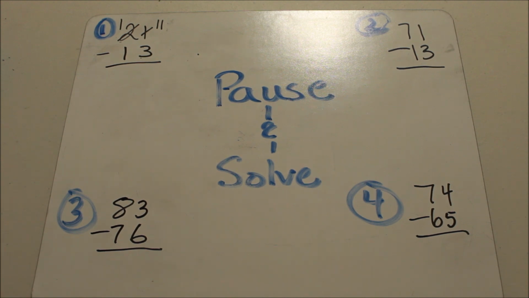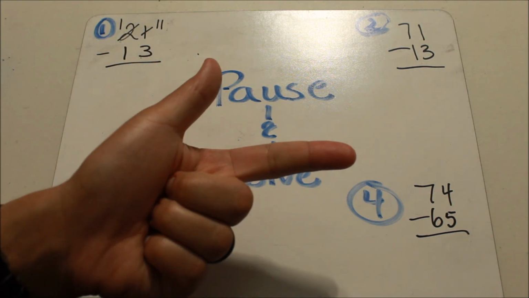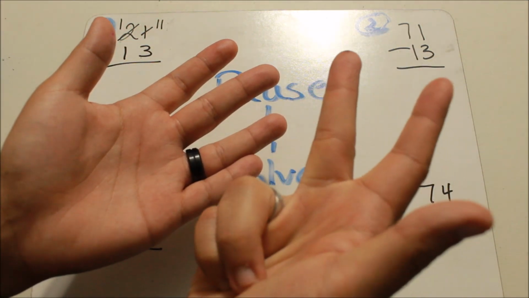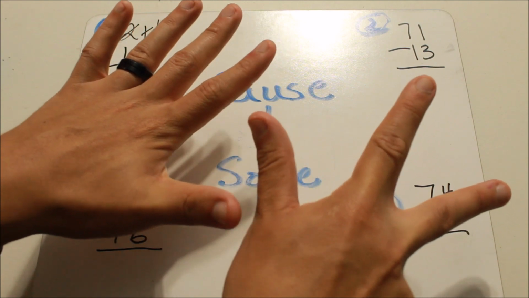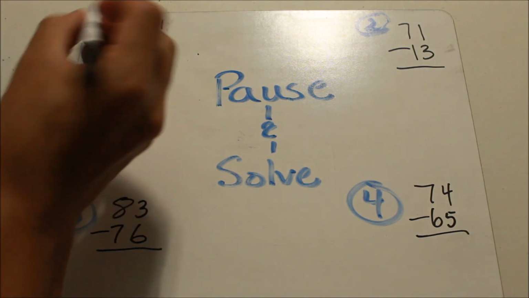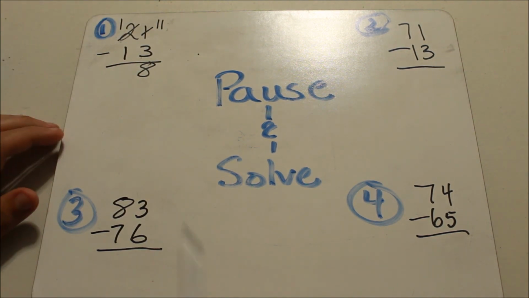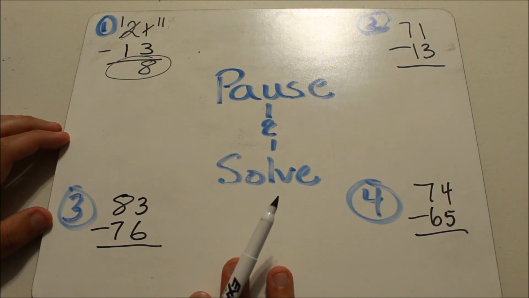Well, I can use common facts. If I know 10 minus 3 is 7, then I can go up 1 and that gives me 8. Or I can count from 3 and count all the way up to 11 and see what number I land on. I can go 3, 4, 5, 6, 7, 8, 9, 10, 11. And as you can see, I have 8. And that gives me my answer here. And then of course 1 minus 1 is 0. So 8 is our final answer there.